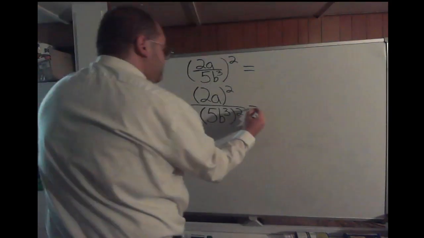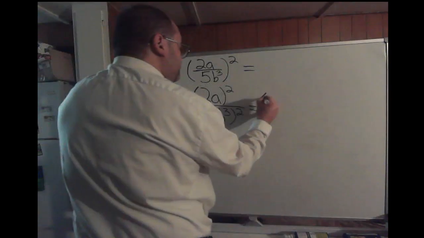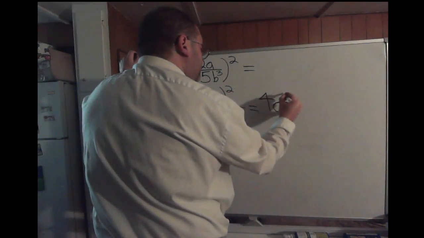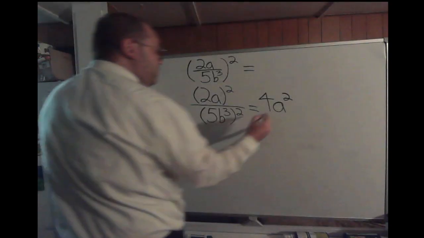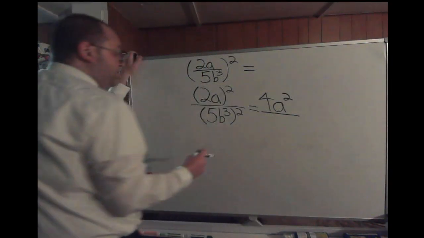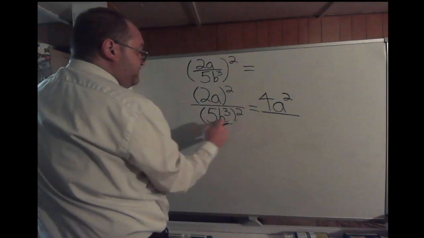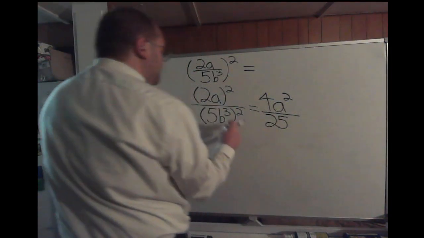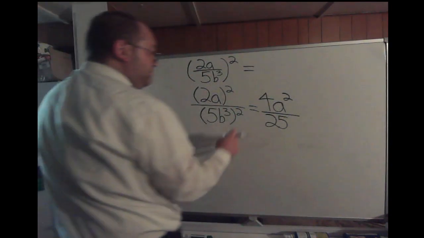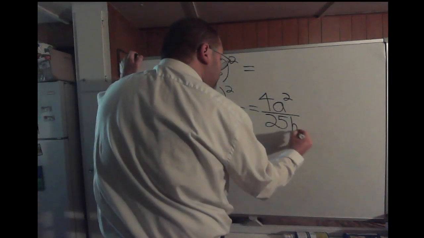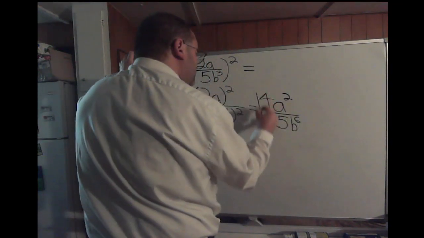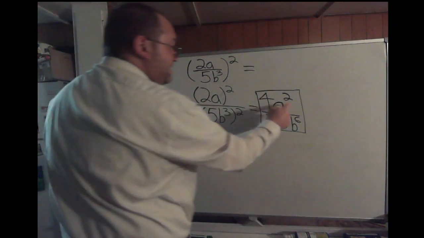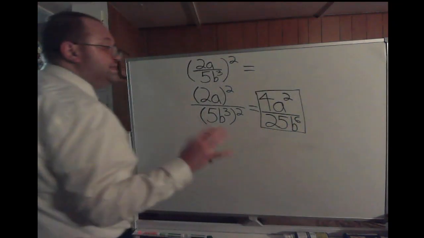Well, let's start with your numerator. 2 to the second power, that's 4. a to the second power is just that. So you'd have 4a to the second power over, let's deal with a coefficient of 5 to the second power, that'd be 25. Now b to the third to the second, you multiply, you would end up getting b to the sixth. So the answer you should get for this would be 4a to the second power over 25b to the sixth power.